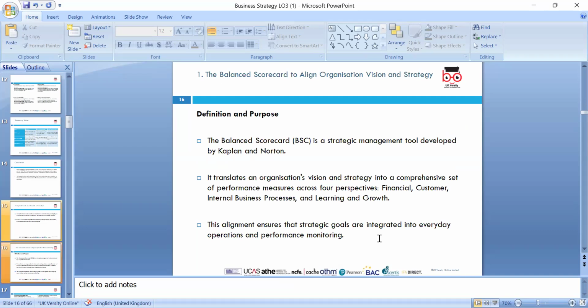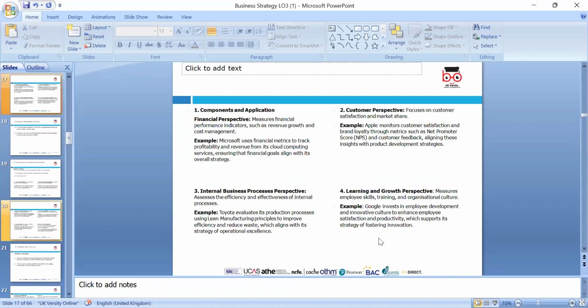Then we have the balanced scorecard, which was given by Kaplan and Norton. So Kaplan and Norton said you don't have to just focus on the financial. You have to look around the various elements of the strategy, comprehensive performance, financial. You have to look around where the money is. You have to look around the customer. You have to put yourself in the customer's shoes and look through the customer's eyes, internal business processes, and learning and growth. Alignment ensures that the strategic goals are integrated into everyday operations and performance monitoring, and ultimately this helps the organization achieve its objectives.